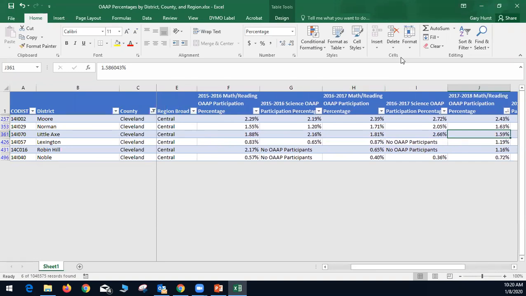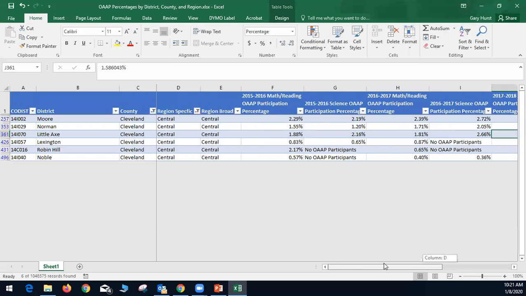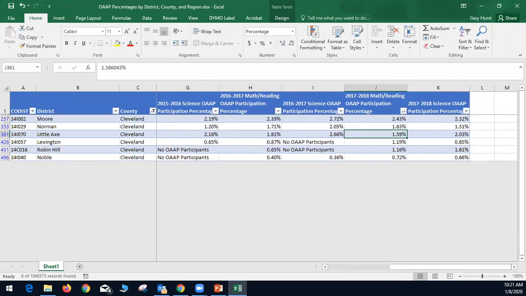Science is always going to be a little bit different because it's a smaller population of students. And since it's such a smaller population of students, one or two students can make a big difference. So in the survey, you don't have to enter in your science data, but we included science in this spreadsheet just as another point of reference you can look at.